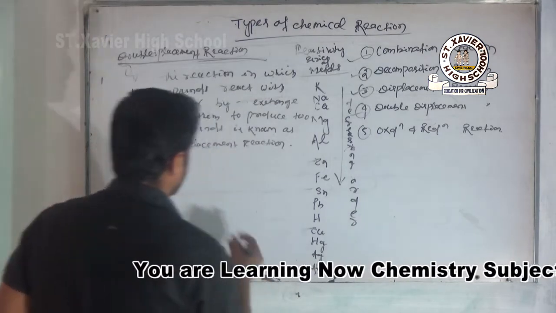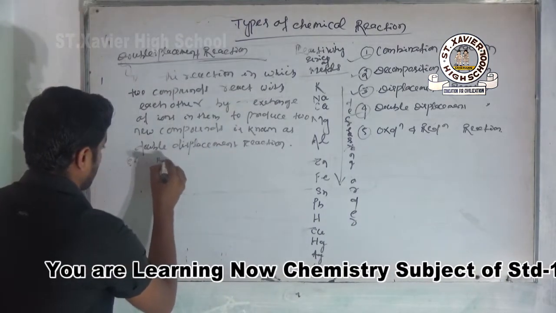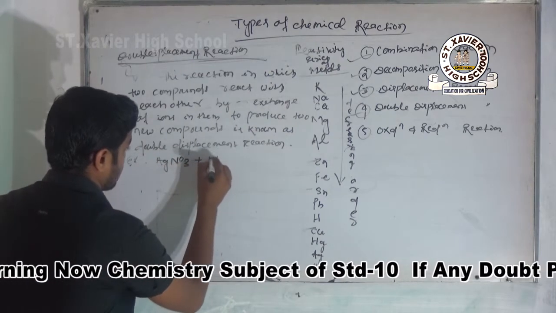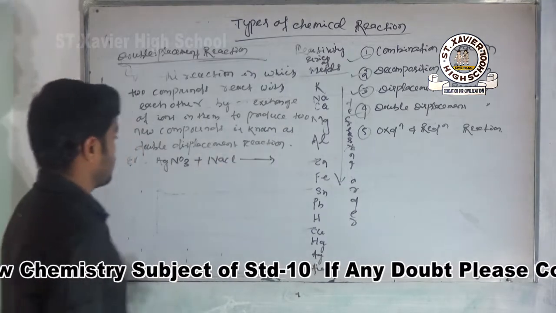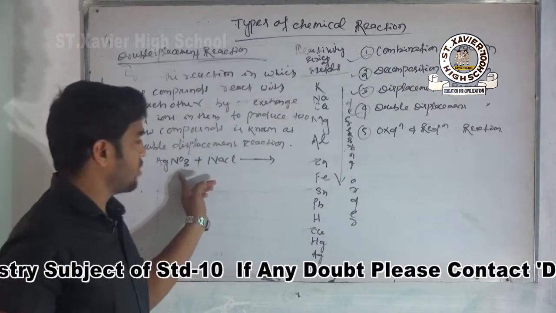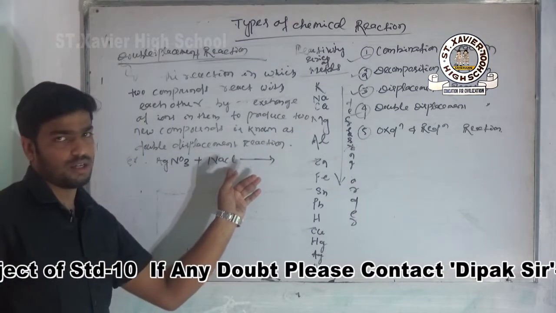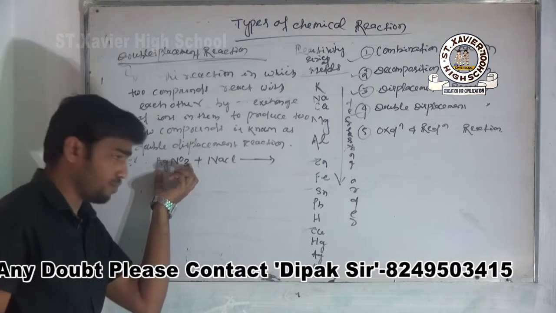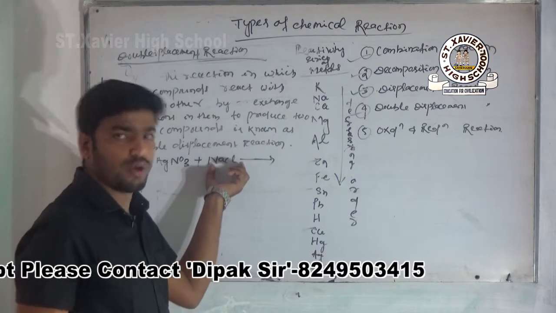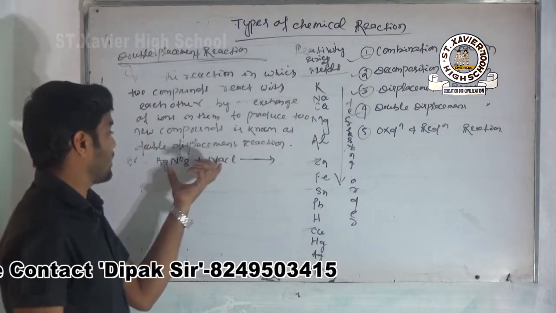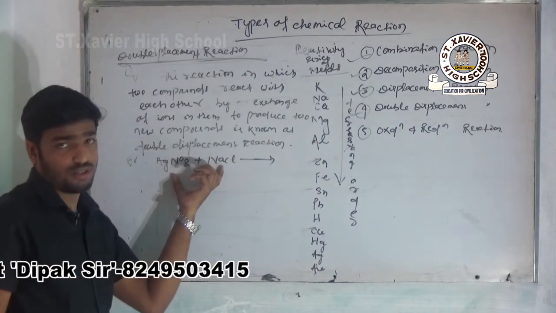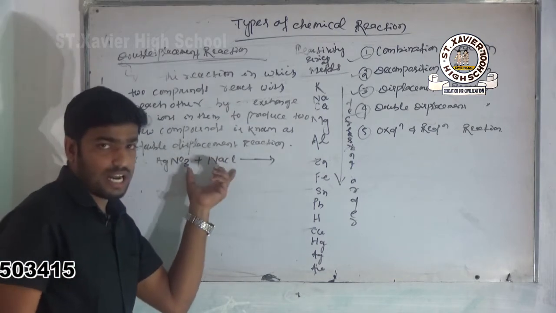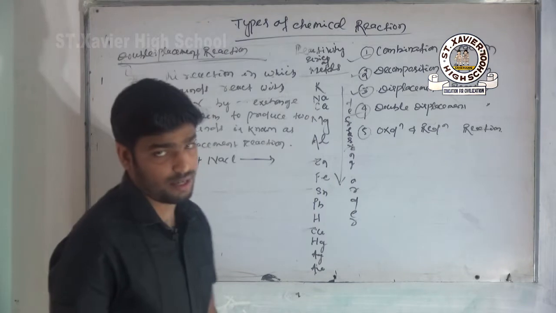Let's take a simple example. Silver nitrate plus sodium chloride. See here, silver nitrate plus sodium chloride. There are two compounds. Silver nitrate is a compound and sodium chloride is also a compound. When these two compounds, silver nitrate and sodium chloride, react with each other, what will happen?